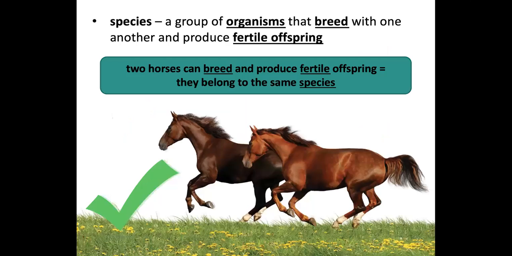All right. So a species is a group of organisms that breed with one another and produce fertile offspring. We need to make sure that we understand this. So if we have two horses, they can breed and they produce fertile offspring. So that means that they belong to the same species. So two horses, everybody see that? Two horses breed and they produce fertile offspring. Therefore, they belong to the same species.